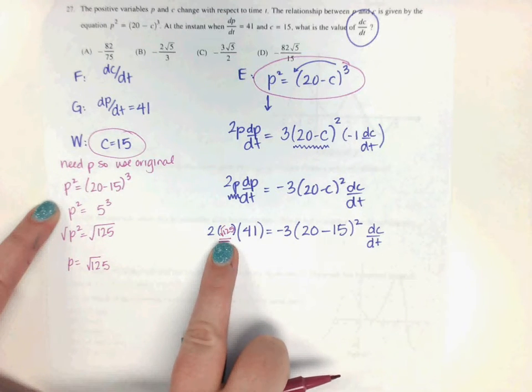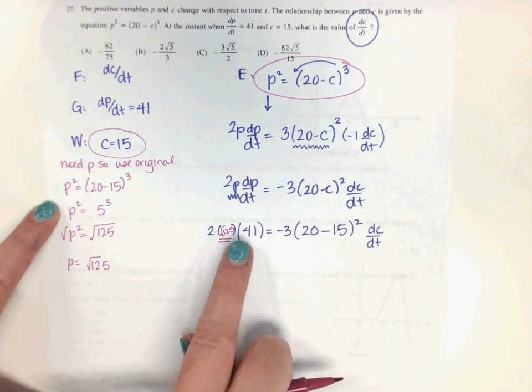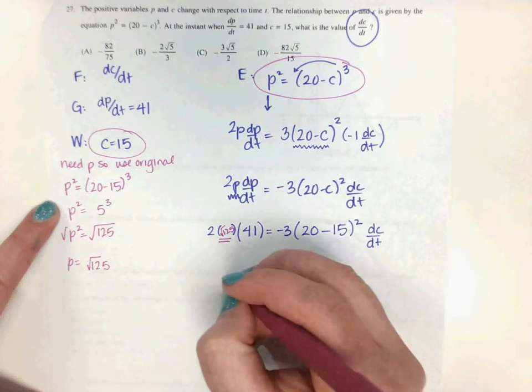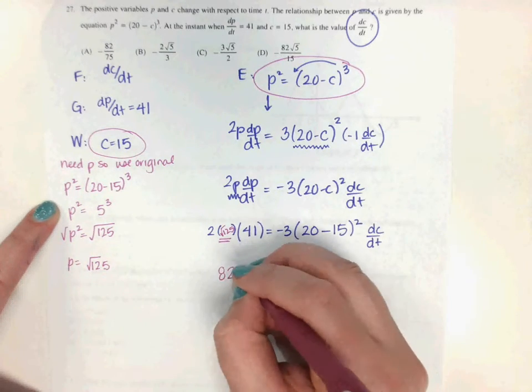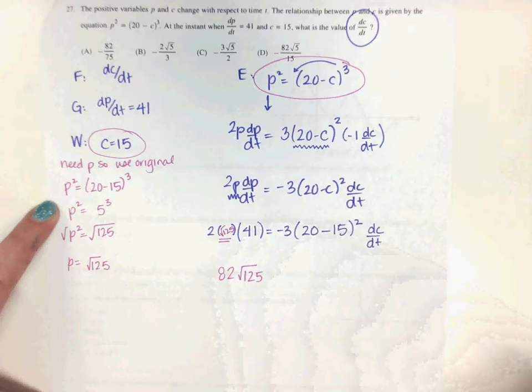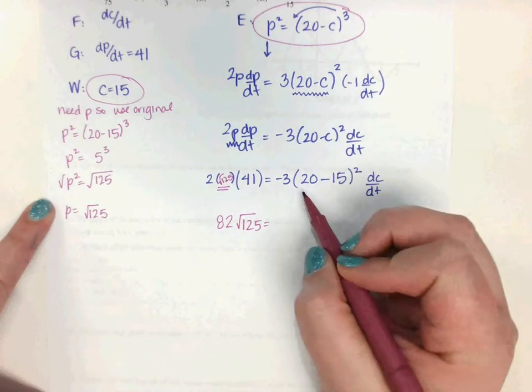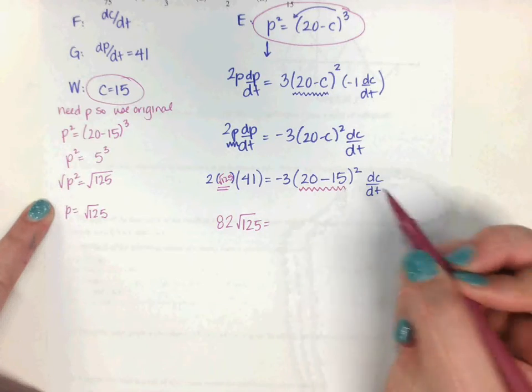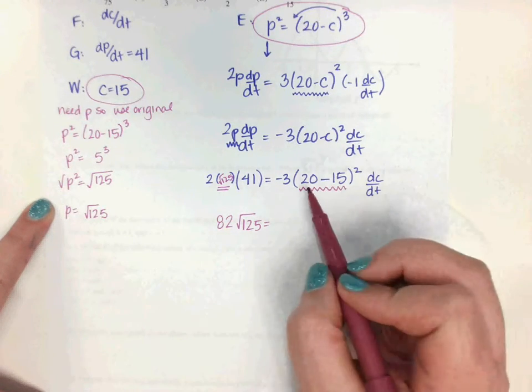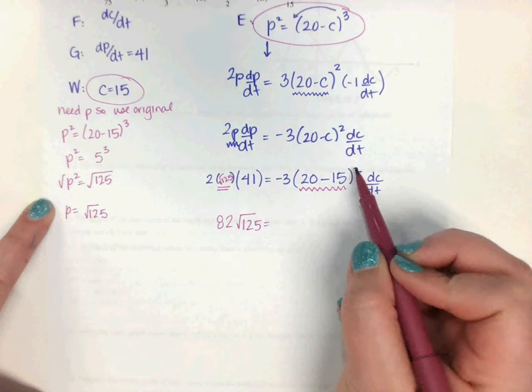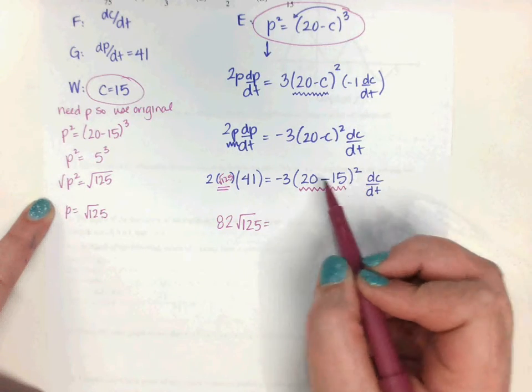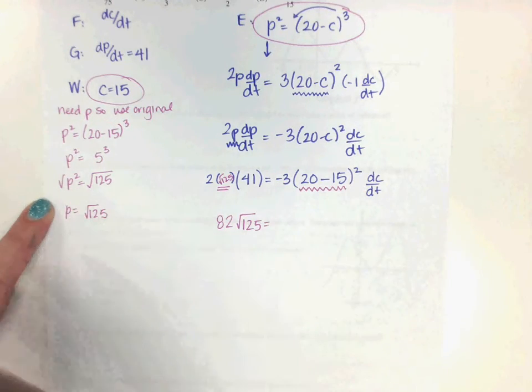Now, 2 times 41, that's easy. What's that? So I have 82 root 125. Okay, then on this side, let's work it down. We have 20 minus 15. Then one step at a time, that gives me 5. Then I square it, I get 25. Then I times by 3, that's where the 75 is coming from.